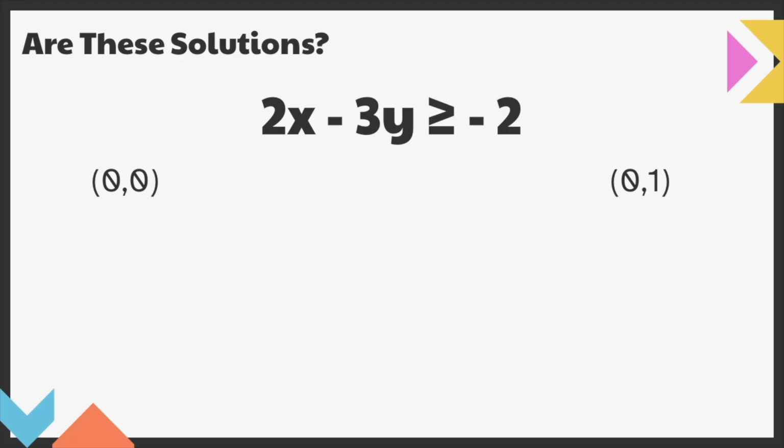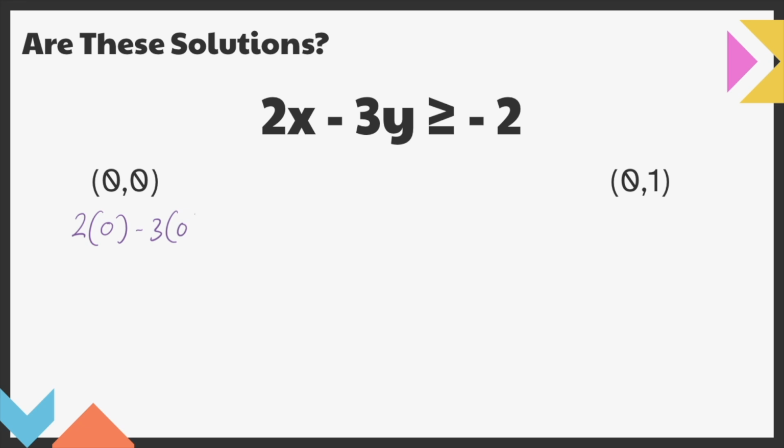So before we begin, we're going to determine if these things are solutions. So we've got 2 points there, (0, 0) and (0, 1). We're going to determine if these are solutions to our inequality by substituting them in for x and y. So we've got 2x minus 3y is greater than or equal to negative 2. We're going to start with the (0, 0). So we're going to substitute that in. Remember, when we substitute in, we're always going to use parentheses.